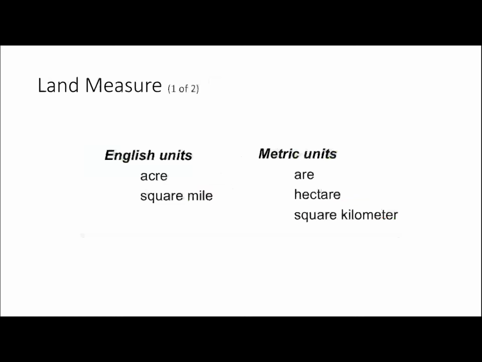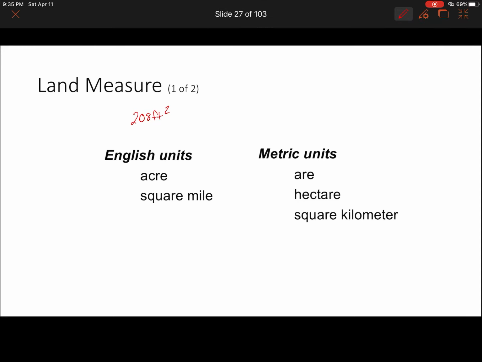Essentially, an acre is about 208 feet squared. Okay? So, well, no, I'm sorry, 208 by 208. And so you'd have to square that to get the area. But it's 208, let me do it this way. 208 by 208 would be about how big an acre is. Again, it's not accurate. It's slightly off, but it is pretty close.